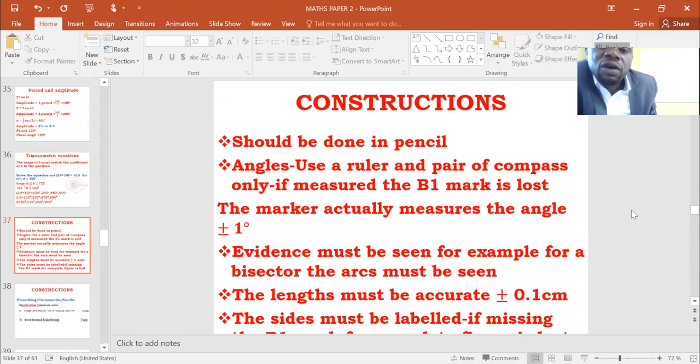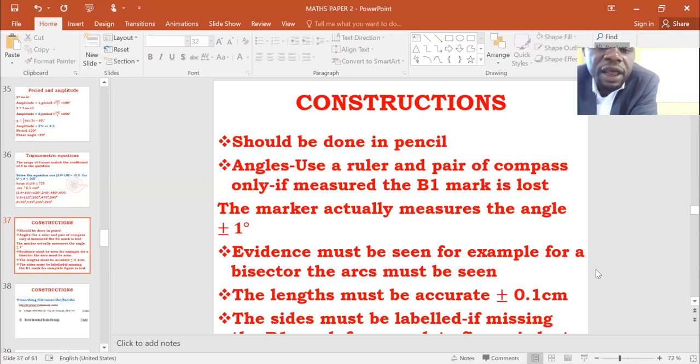If you're asked to construct 60 degrees, there's a mark specifically for that 60 degrees. If you're asked to drop a perpendicular bisector from a particular point, there's a mark specifically for that. So for every task that you do in construction, a mark is always awarded. Now, try as much as possible to use a pencil in construction and graphs. If you are asked to use a ruler and a pair of compass only, please do.